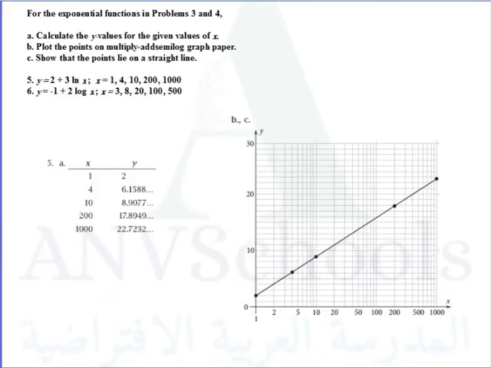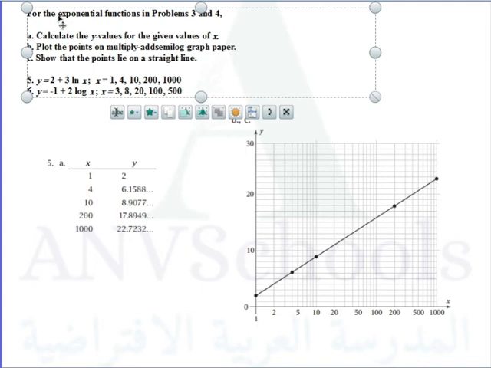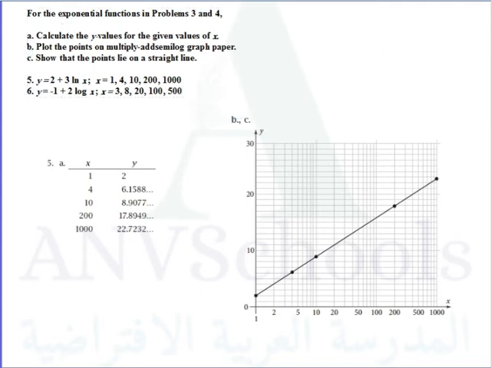Next, this is our last set of examples or problem sets. This is a log function, this is not an exponential function. In problems 3 and 4, calculate the y values for the given values of x, plot the points on semi-log graph paper, and show that the points lie in a straight line. So number 5, y equals 2 plus 3 ln of x, where our x is 1, 4, 10, 200, 1000.